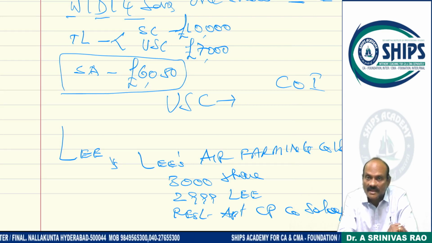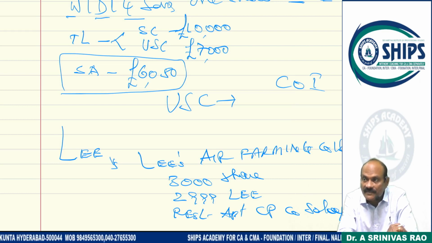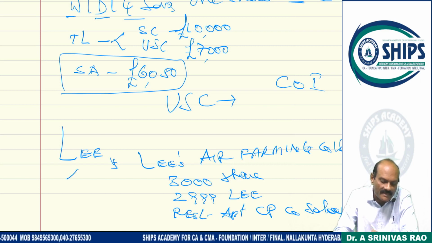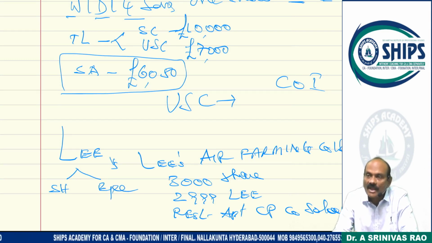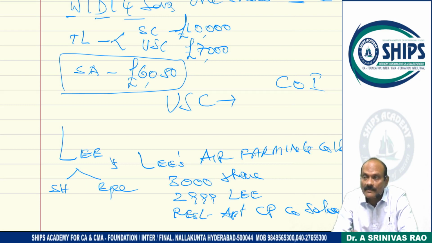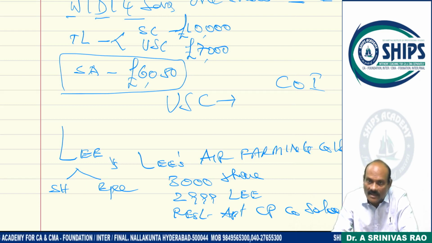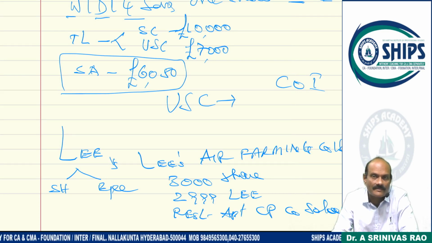Since shares are in his name, he passed one resolution appointing himself as the chief pilot of the company on a certain salary. Now look at Mr. Lee. By holding the shares, he is a shareholder, and working as a chief pilot, he is an employee. Here, who is the employer? Lee's Air Farming Company Limited is the employer. Mr. Lee is an employee as well as a shareholder.